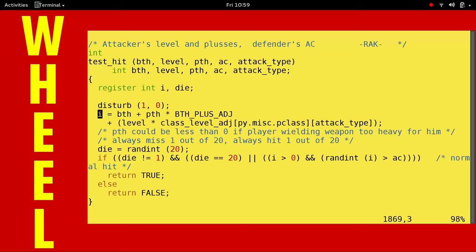So, here's the deal. Look at that. Plus to hit could be less than zero if the weapon is too heavy. Okay, it wasn't too heavy for us. We know that. Always miss 1 out of 20, always hit 1 out of 20. So it gives us around a 5% hit chance as the lowest chance of hitting. So it adds up that value. And if we roll a huge-sided die, if it's over the AC of the monster, which does not change, it's static, it's not randomized in any way, I don't think, anyway. If we roll higher than the AC, then yes, we hit.